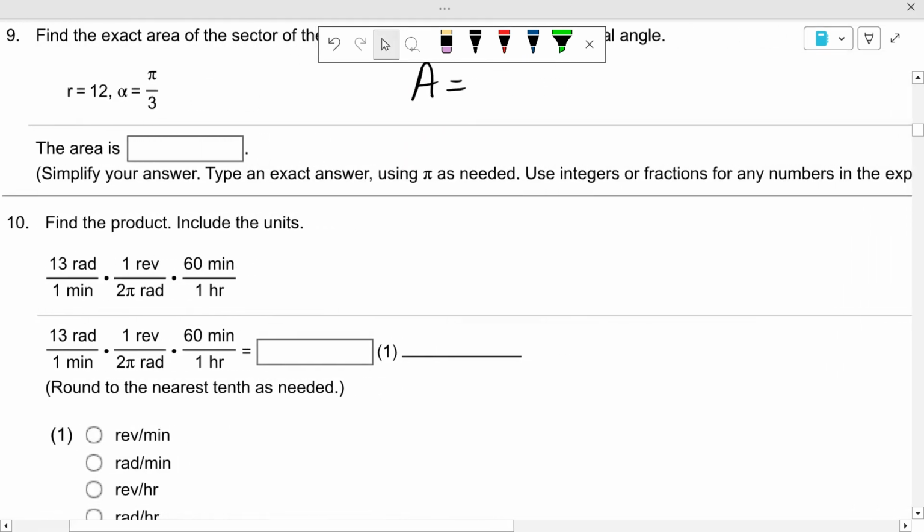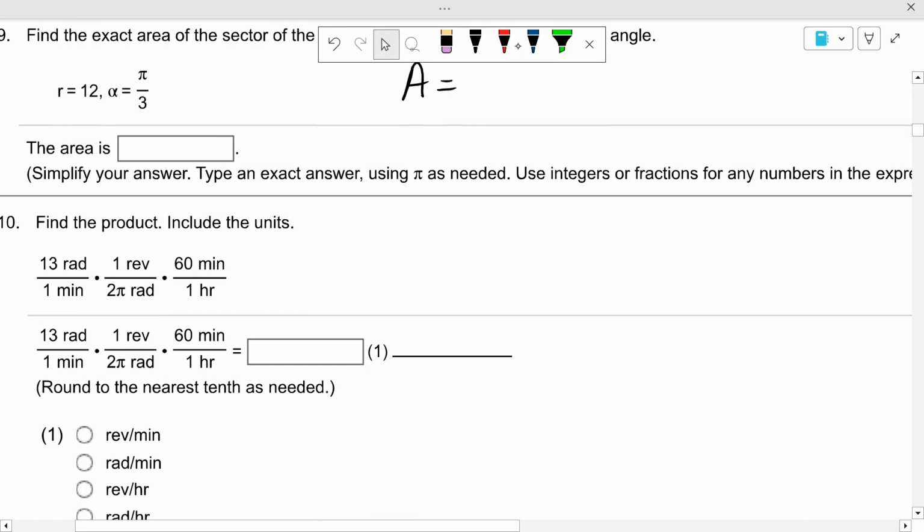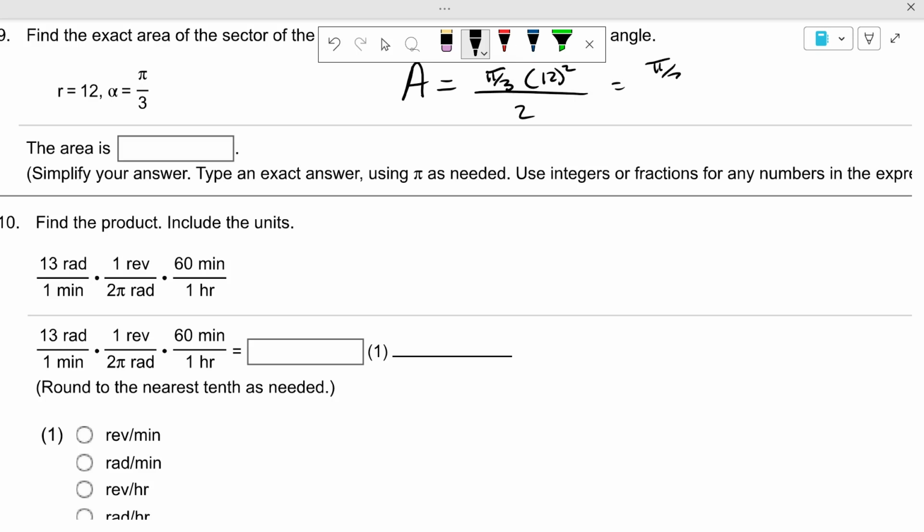Pretty sure it is. So if we try that, we get the angle pi over 3 times 12 squared divided by 2. Okay? So it's pi over 3 times 144 divided by 2. 144 over 2 is 72. 72 over 3 is 24. So it should be 24 pi.